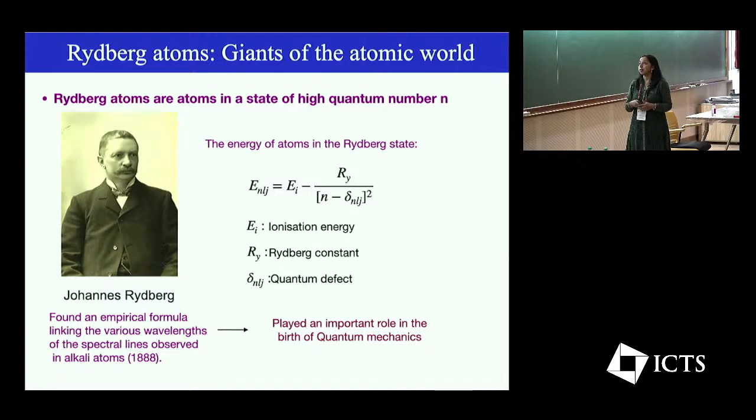So Rydberg atoms were discovered by Johannes Rydberg way back in 1888. He had found the empirical formula linking the various wavelengths of the spectral lines observed in alkali atoms, and this played an important role in the birth of quantum mechanics.